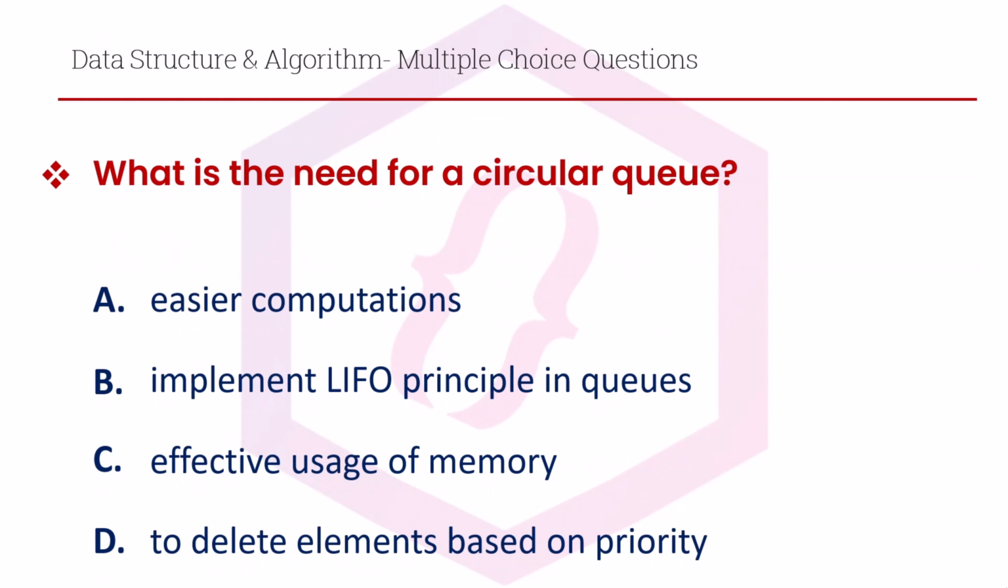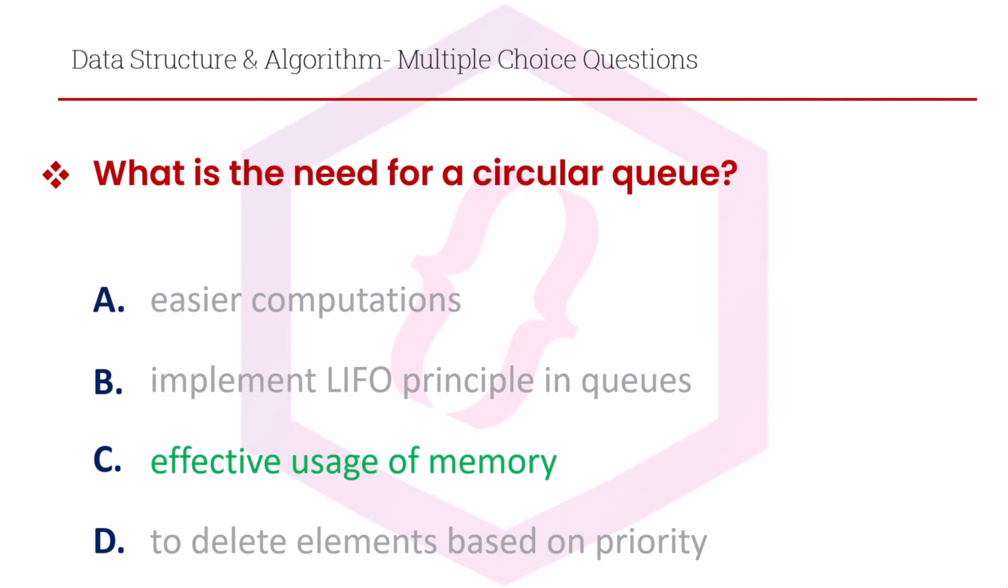What is the need for a circular queue? Option A, easier computation. Option B, implement LIFO principle in queues. Option C, effective use of memory. Option D, to delete elements based on priority. And the correct answer is option C, effective use of memory.